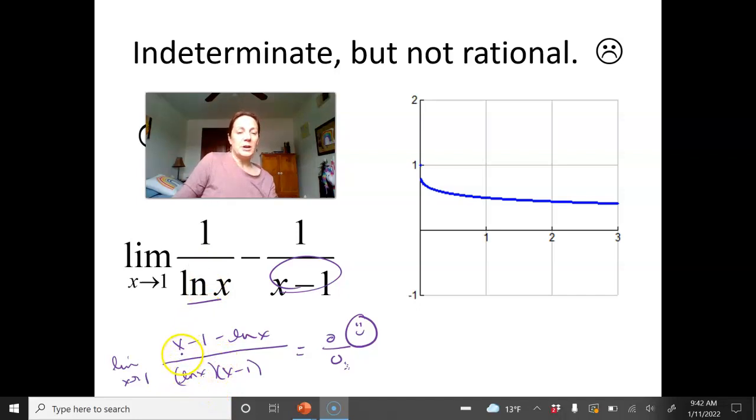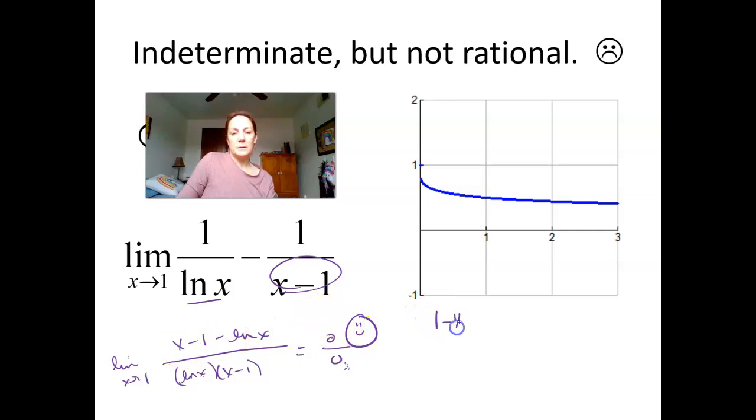If I L'Hopital this, on the top I'm going to get what? 1 minus 1 over x. On the bottom I have a product rule. So I have the ln of x times the derivative of x minus 1, which is just 1, plus x minus 1 times the derivative of ln of x, or 1 over x. So if you evaluate that at 1, you get 0 on the top. You get 0 on the bottom. It's still indeterminate. Right? So this is one of the ones where you have to L'Hopital a second time.